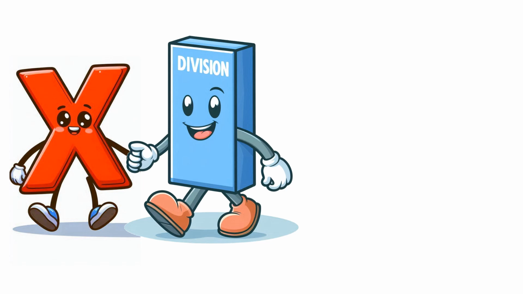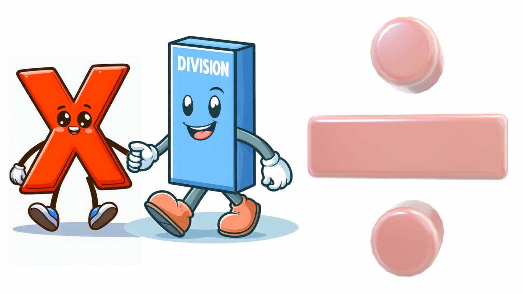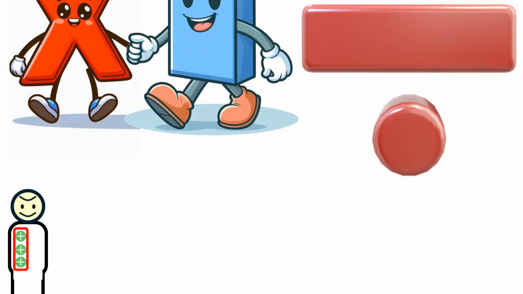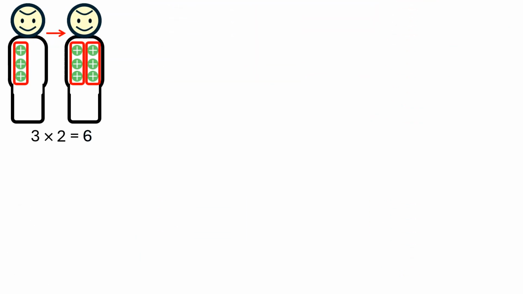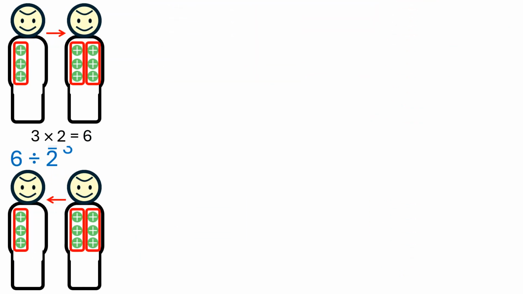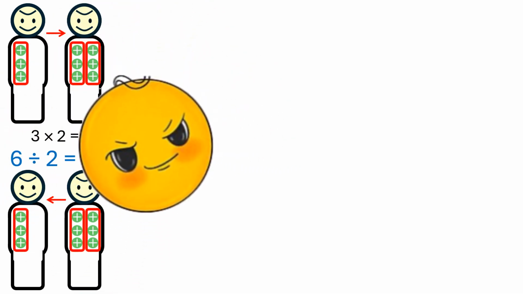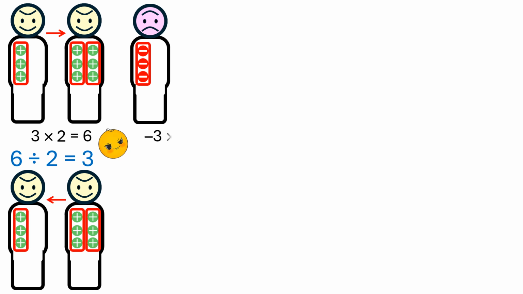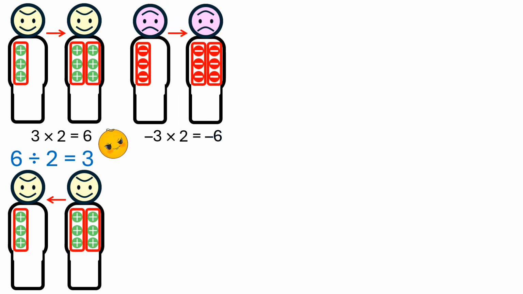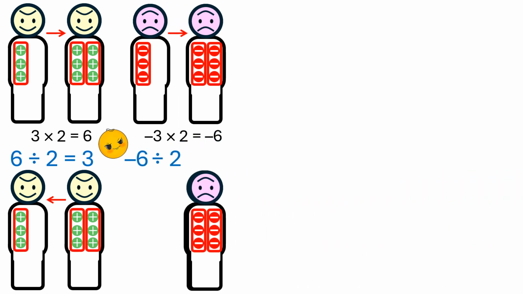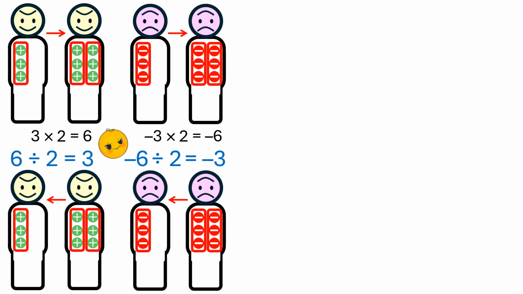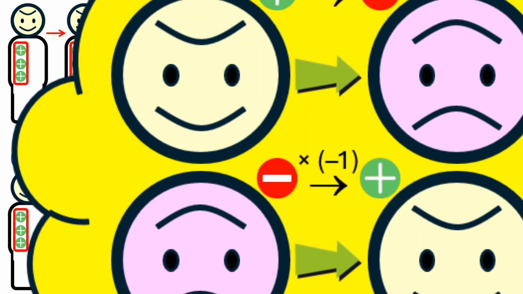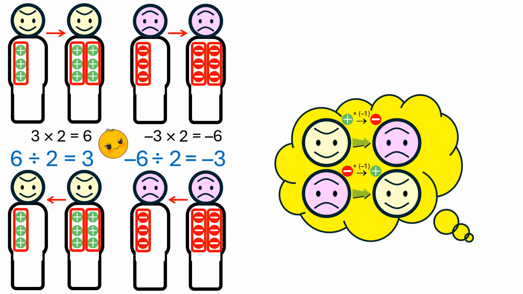As division is very closely related to multiplication, let's make your overall learning easier by dealing with division as well. Since 3 times 2 equals 6, then 6 divided by 2 equals 3. You already know this, don't you? You also know that negative 3 times 2 equals negative 6. Then negative 6 divided by 2 equals negative 3. Makes sense, right?